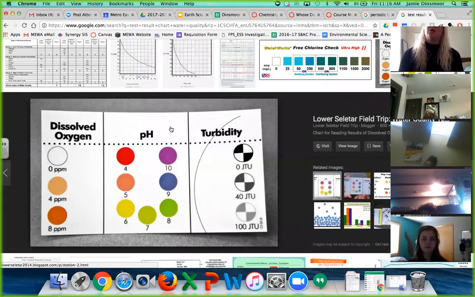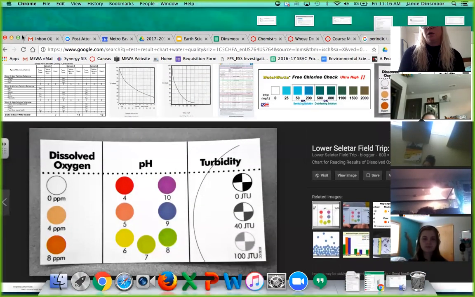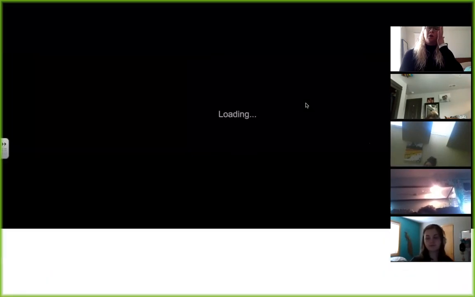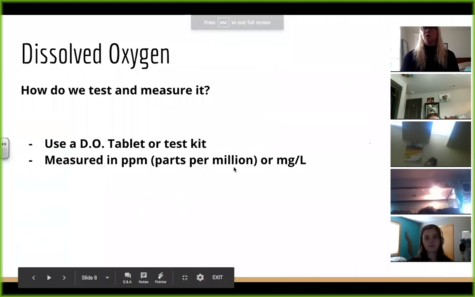We also are going to be looking at the pH, which we'll come back to in a second, but it's a color type thing as well. And then turbidity is something that we could analyze. We're not going to be analyzing it for our particular experiment here. Really, it's more like an observation because we're not actually making variables, but still. So it's measured in parts per million, and it is measured using a test kit or a dissolved oxygen tablet.